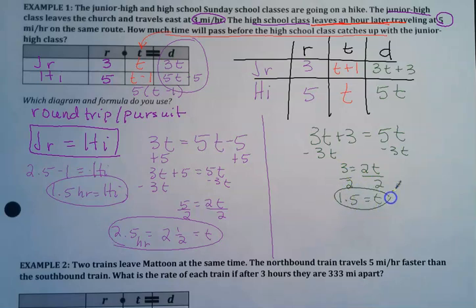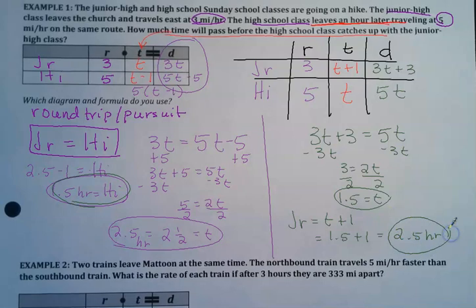1.5 equals t. And this time t is how long the high schoolers traveled. Did the high schoolers travel for an hour and a half over here? Yes. It's just our t is in a different place. So our junior high traveled for t plus 1, right? What's t here? So 1.5 plus 1 equals 2.5 hours. Did the junior high class travel for 2.5 hours over here? Yes.